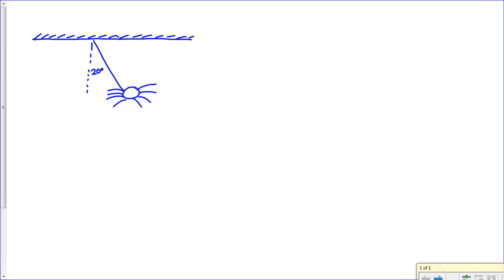Hello, this is going to be a short video going through a couple of example problems that I did in class. So to start off with here, I've got this problem where we've got a spider and it's hanging from a little piece of web from the ceiling.